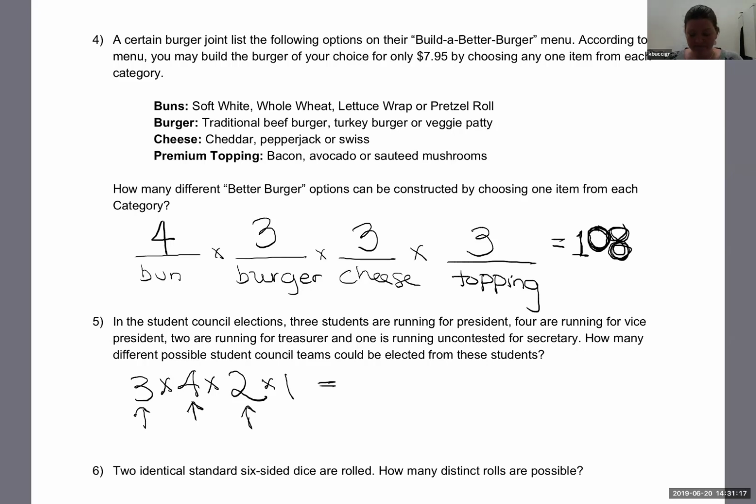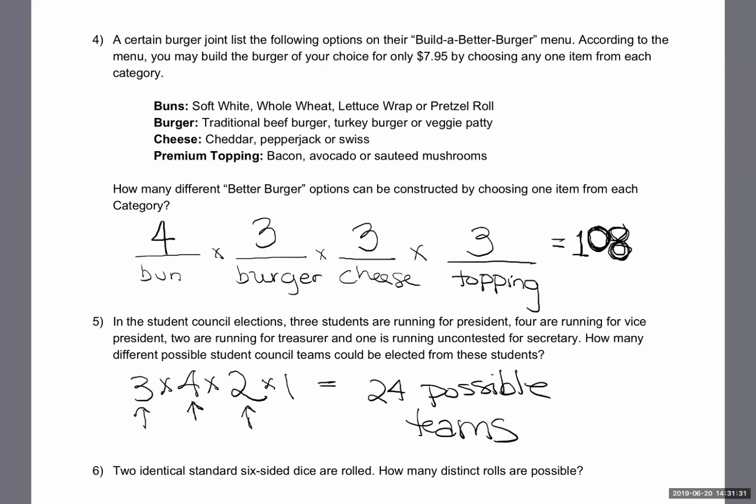Is anybody mad at me? Nope. No. So 3 times 4 times 2 gives me 24 possible student council teams. It's going to be the fastest class ever, huh? Yeah, I love it. I love it when the GED only hits a simple level of a problem.